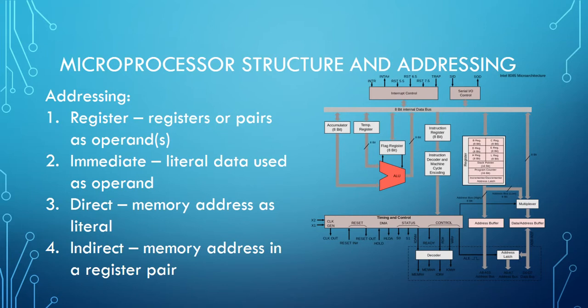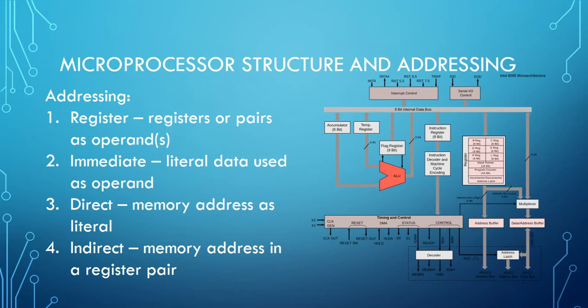So addressing is a major part as well. Addressing basically refers to how you're getting data to the microprocessor. The first one is register addressing, and this is the simplest. It is basically registers or register pairs used as instruction operands. So if you wanted to move, for example, the value in C into B, then what you would write is move B comma C, because the target goes first and then the source, and that would be register addressing.